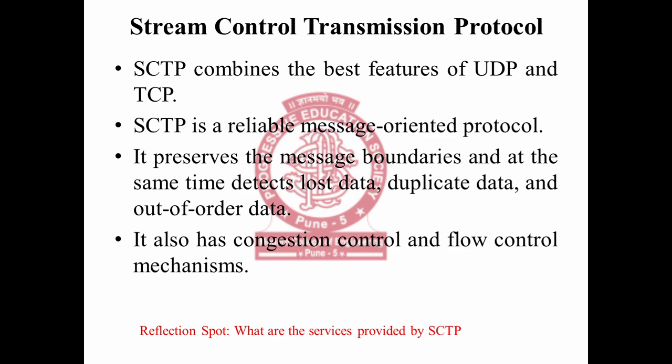Here it is preserving the message boundaries, and at the same time it detects lost data, duplicate data and out of order data. It also takes into consideration the congestion control and flow control mechanism. So SCTP is taking the best features of both the UDP and TCP protocols. Now what are the services offered by SCTP?